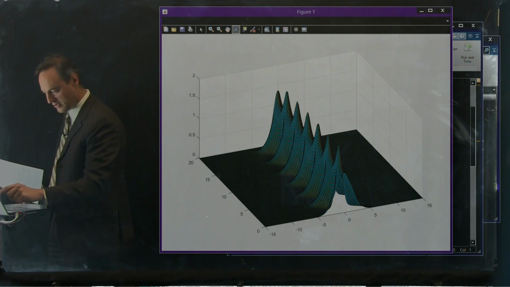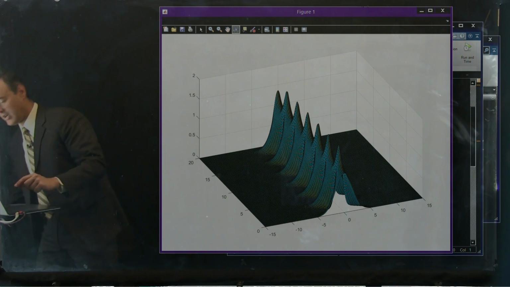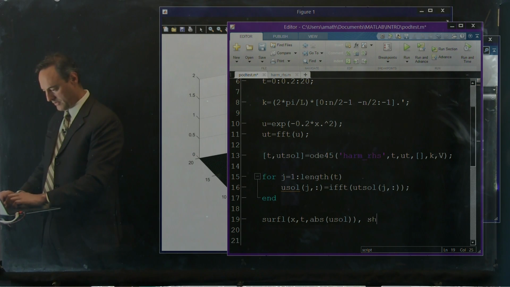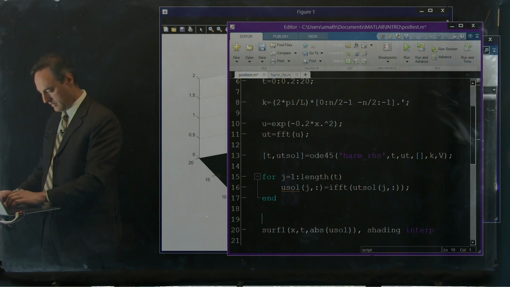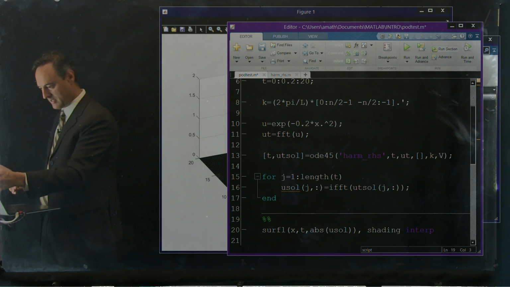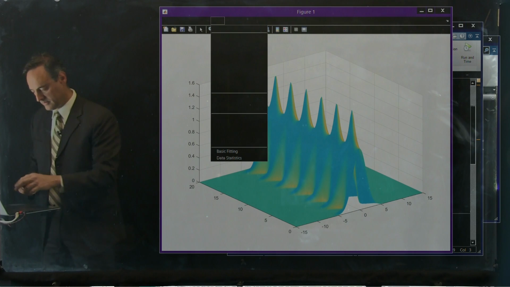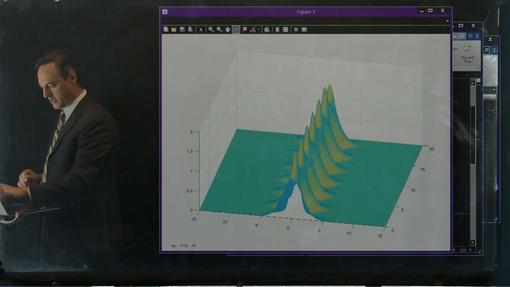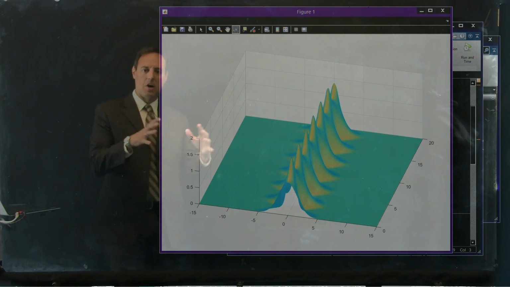Oh, I need a shading interp in here. That's what's going on with this. And then we want this, and then shading interp. That'll make it a little bit nicer. And we'll just do that, so we just run that section. All right, there we go. So this is what this thing looks like. It's just an oscillating thing.